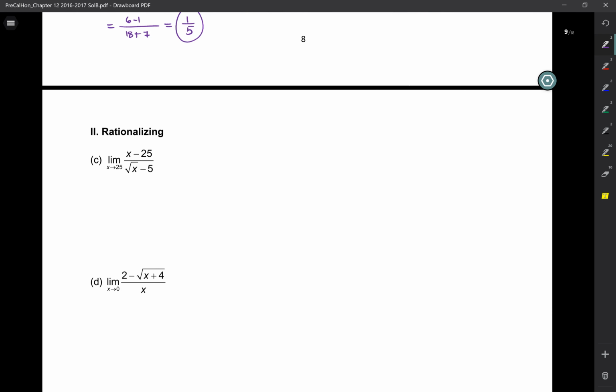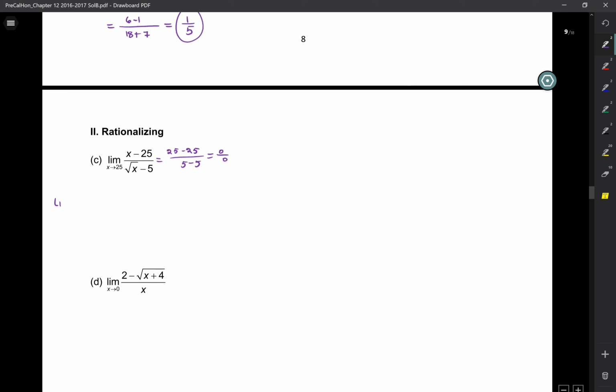So you see here, you've got a rational function, but you've got roots in there, right? So what you want to do is rationalize, get rid of the roots. All right. If we do plug in 25 here, you get 25 minus 25 over 5 minus 5, 0 over 0, not cool. Rationalizing is where you multiply by the conjugate of whichever part has the root. It's not necessarily always the denominator. It can be the numerator as well.